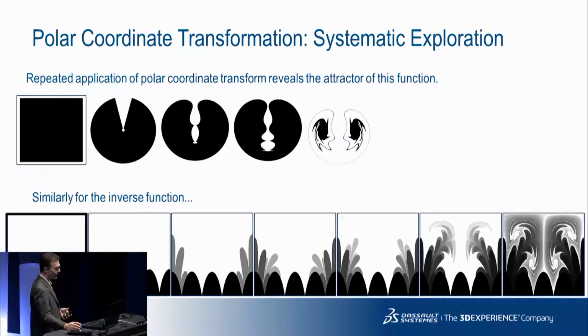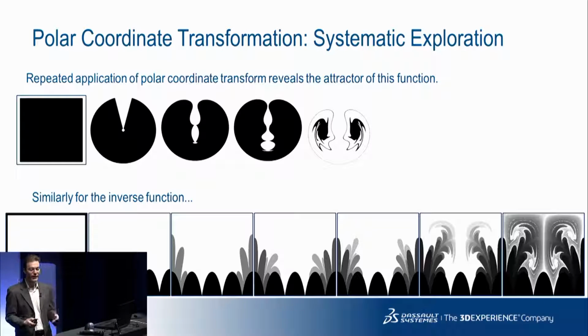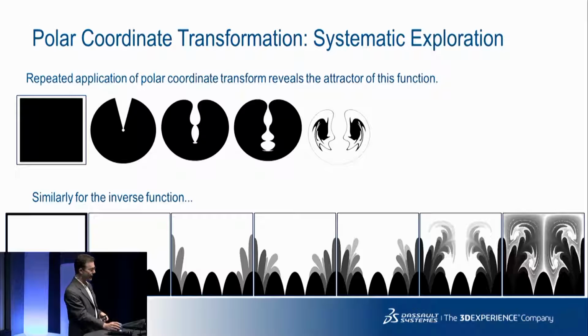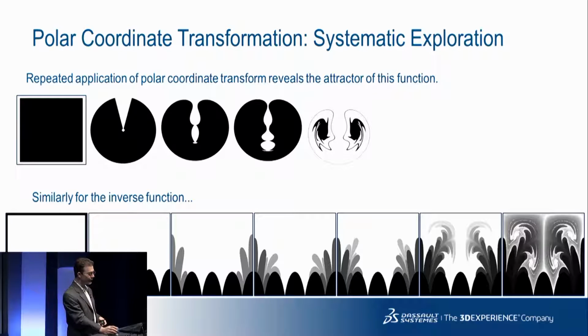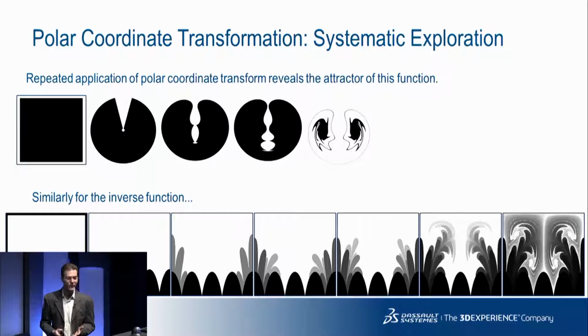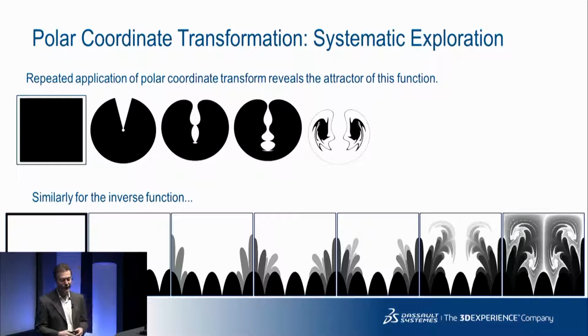Similarly, for the inverse function, here we're starting with a white square with a black border, but the same process can be done, where doing the inverse polar coordinate transform repeatedly leads eventually, through these plant-like images, to something that again shows, now in white, where the attractor for this function lies.